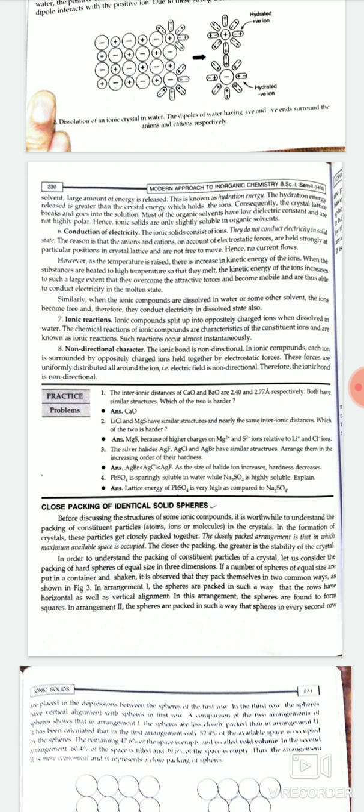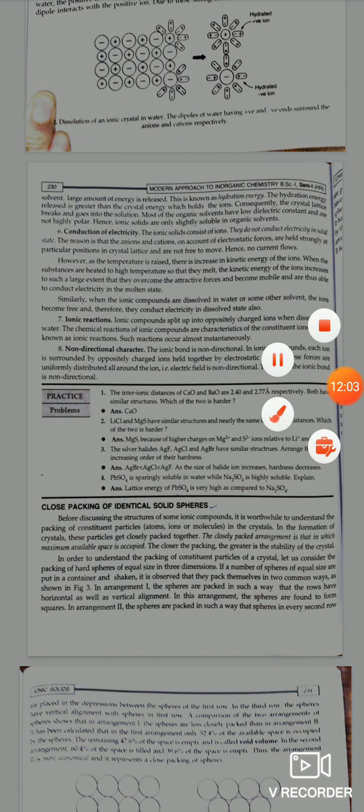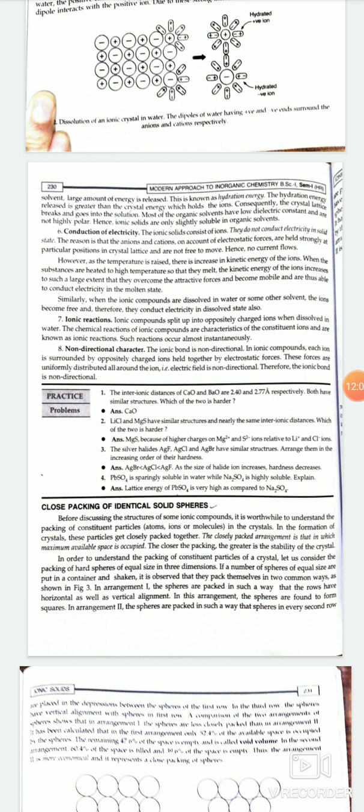Non-directional character. The ionic bond is non-directional. In ionic compounds, each ion is surrounded by oppositely charged ions held together by electrostatic forces. These forces are uniformly distributed all around the ions, that is, the electric field is non-directional. The ionic bond is non-directional.